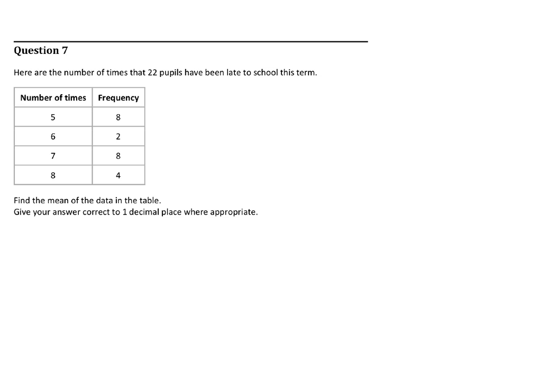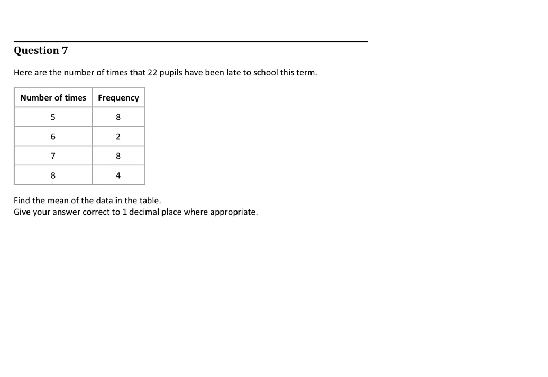Mean from a data table is quite a common question. So here we have the data for 22 pupils, and that's the number of times they've been late. So 8 students have been late 5 times, 2, 6 times, 8, 7 times, and 4, 8 times. And we want to find the mean of the data in the table.